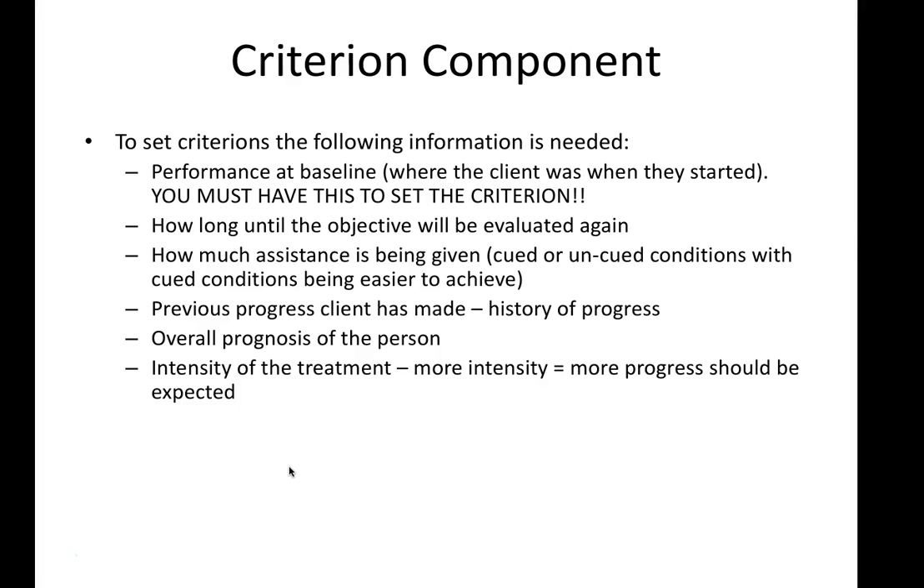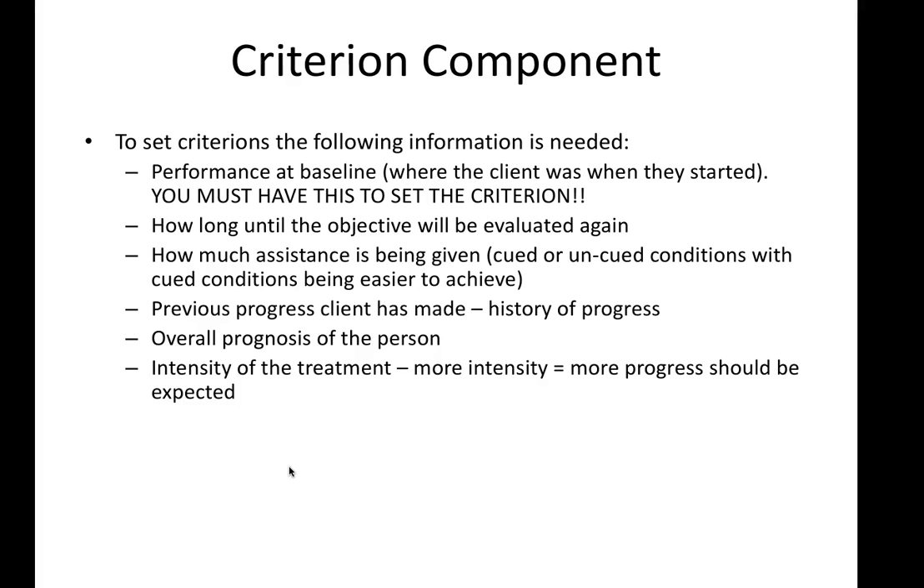What was the previous progress of this patient? So what's their history of progress? Have they made a lot of progress very quickly? They're maybe relatively not that far post-onset, so they've got a lot of spontaneous recovery. You would set the criterion higher than if you've had someone who's made slow, steady gains, but not a tremendous amount. So they tend to go up 5 to 10% in a 30-day period. Then you know that that's kind of their pattern if you've seen them in the past. So then you would use that to help you set the criterion.